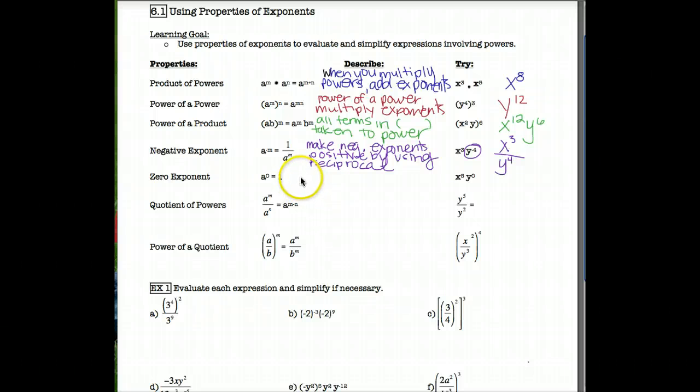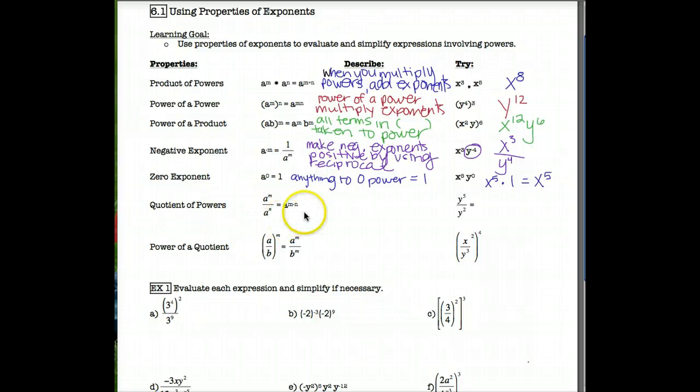Zero exponents, easy rule. Anything to the 0 power is always equal to 1. So again, that doesn't mean all of this is 1. You don't just write a 1 anytime you see the 0. But this term is going to be a 1. So we've got x to the 5th times 1, which would just give us x to the 5th.